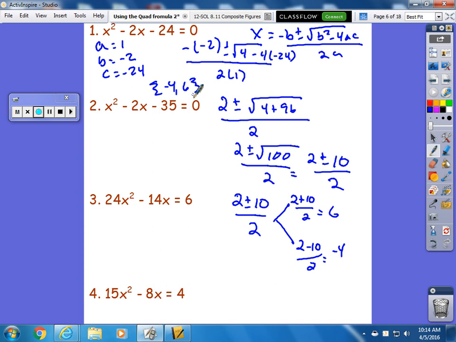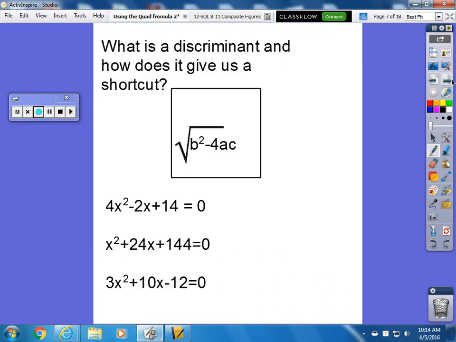Okay, and this one also ends up giving us whole number roots. Many times you will end up with decimals because your square root is not a perfect square. But in the examples we've done so far, it is. Let's talk a little bit about the discriminant. The discriminant is the expression underneath the radical. So it's b squared minus 4ac, the square root of b squared minus 4ac.